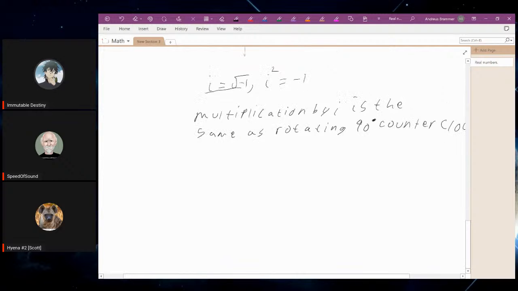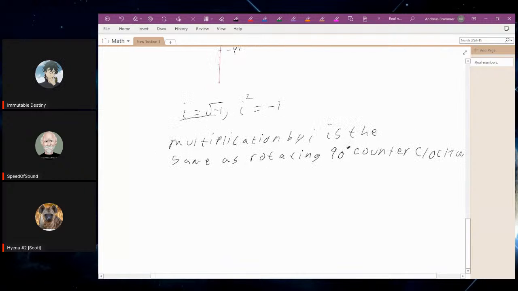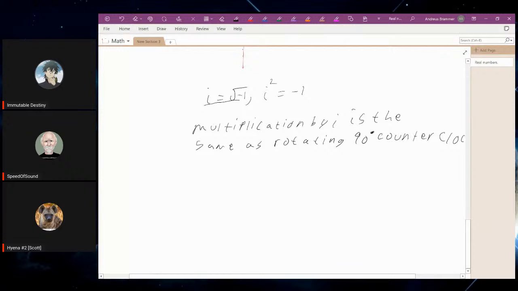Okay, we've talked about imaginary numbers, and we've defined what a complex number was. The definition we gave of a complex number was that it's a combination of two numbers. It's a plus b times i, where both a and b were elements of the real numbers.